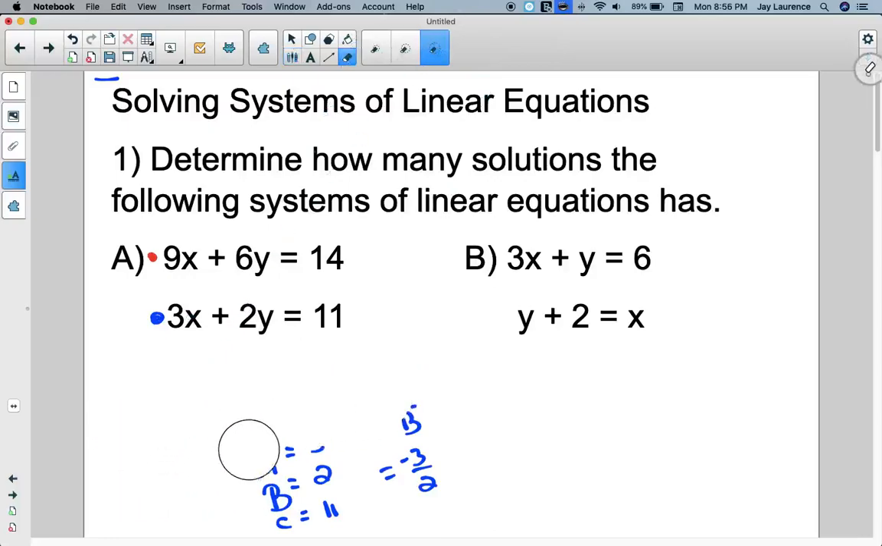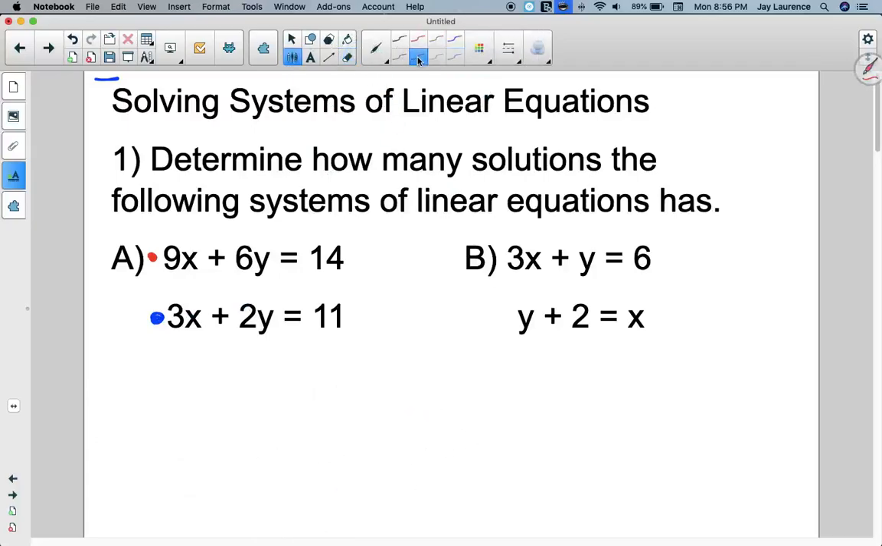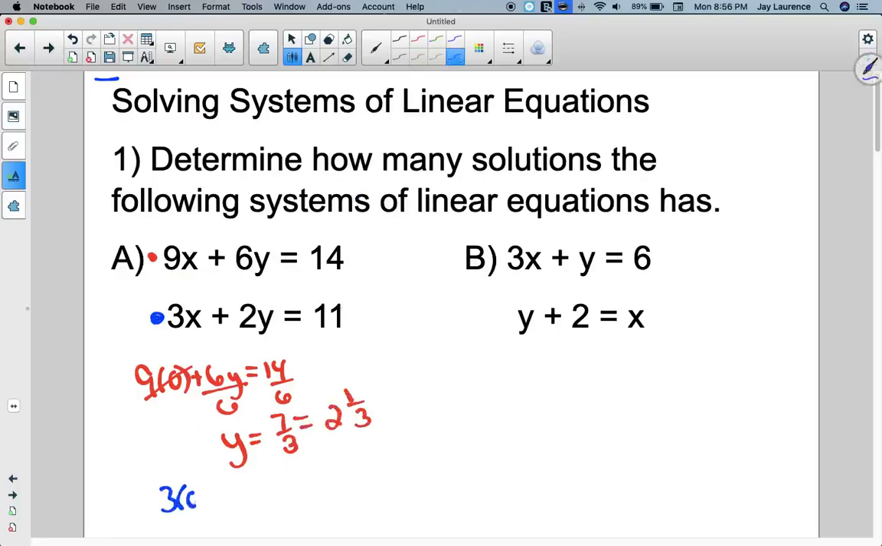So I'm going to find the y-intercepts. And remember, to find a y-intercept, we set x equal to 0. So I'll have 9 times 0 plus 6y equals 14. This will cancel. I'll divide by 6. And then y is going to equal, let's see, divide by 2, I'm going to get 7/3. So the y-intercept is 7/3, or if you prefer, 2 1/3. Okay, now for the other one, again, I'll set x equal to 0 and solve for y. Again, 3 times 0 is just 0, it cancels out.